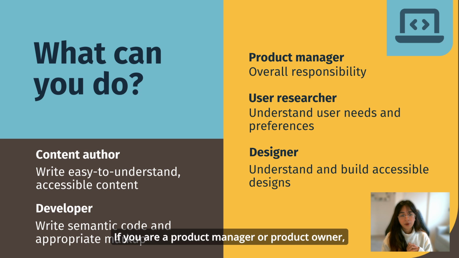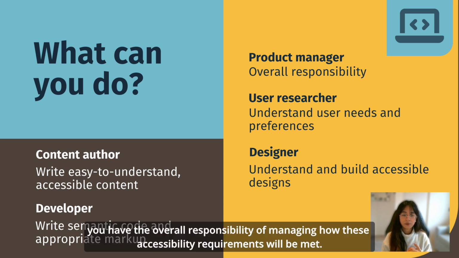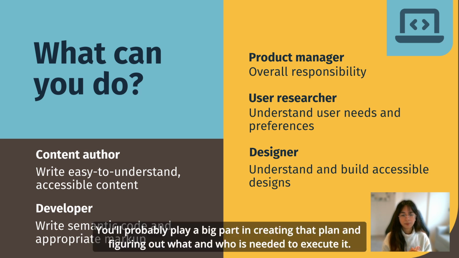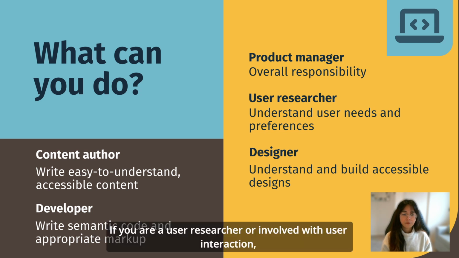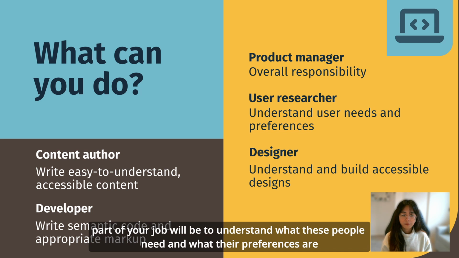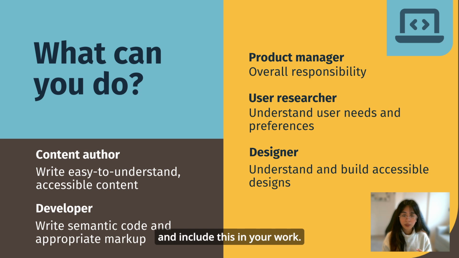So if you are a product manager or a product owner, you have the overall responsibility of managing how these accessibility requirements will be met. So you'll probably play a big part in creating that plan and figuring out what and who is needed to execute it. If you are a user researcher or involved with user interaction, part of your job will be to understand what these people need and what their preferences are, and include this in your work.